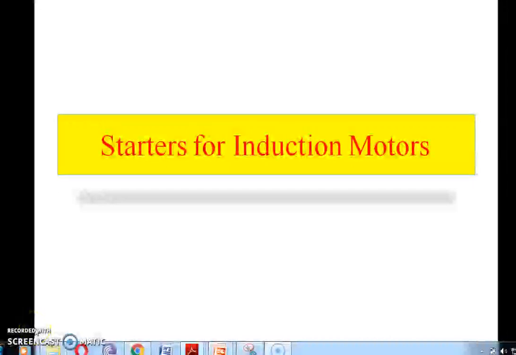Hello everyone. For today's lecture, we will see about the starters which are used for induction motors. As far as the induction motor is concerned, the most important part is the starter. We have already seen the construction, working principle, torque equation, and power flow diagram of the induction motor. Along with this, one of the most important parts is the starter.